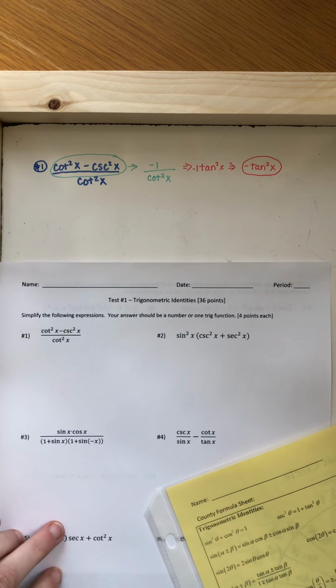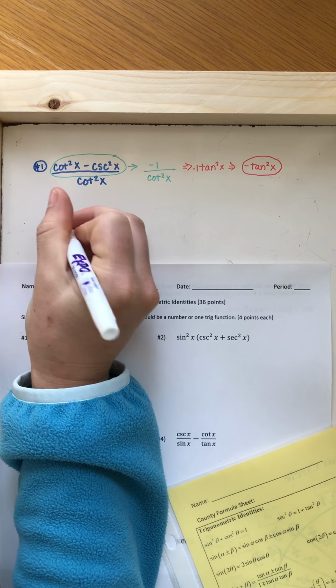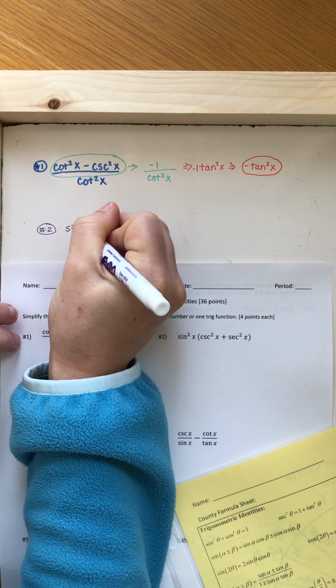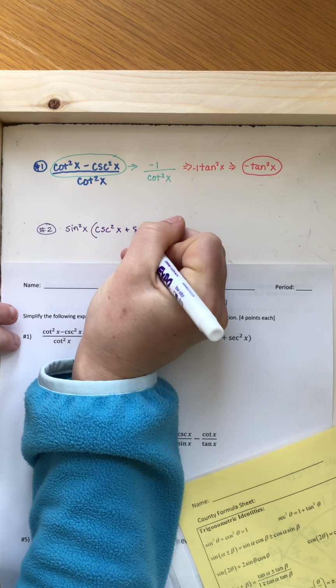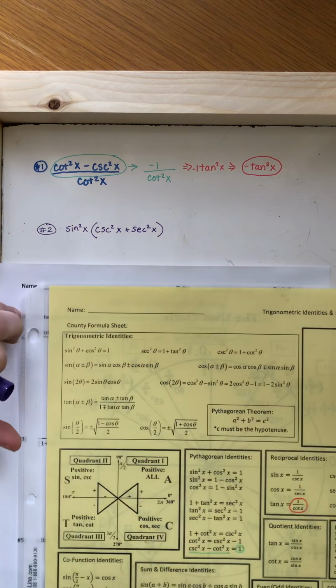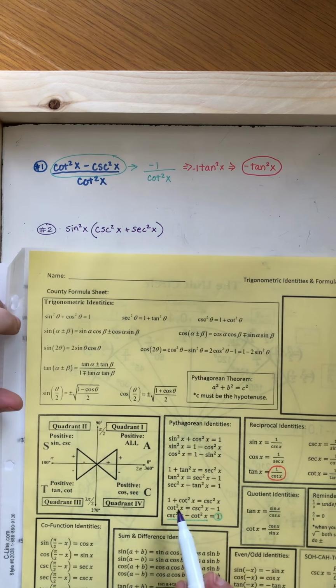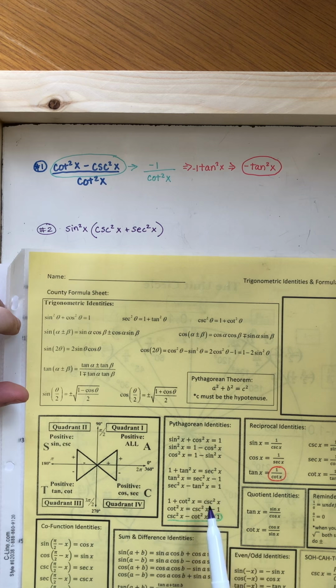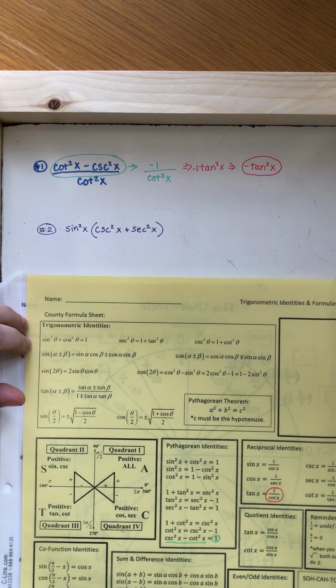Now, number 2. We have sine squared x times cosecant squared x plus secant squared x. Personally, I would double check that this middle part is not an identity. So I'm just gonna look at my identities here. I don't see anywhere that cosecant and secant are together. So I don't believe that's going to be an identity that I can change.